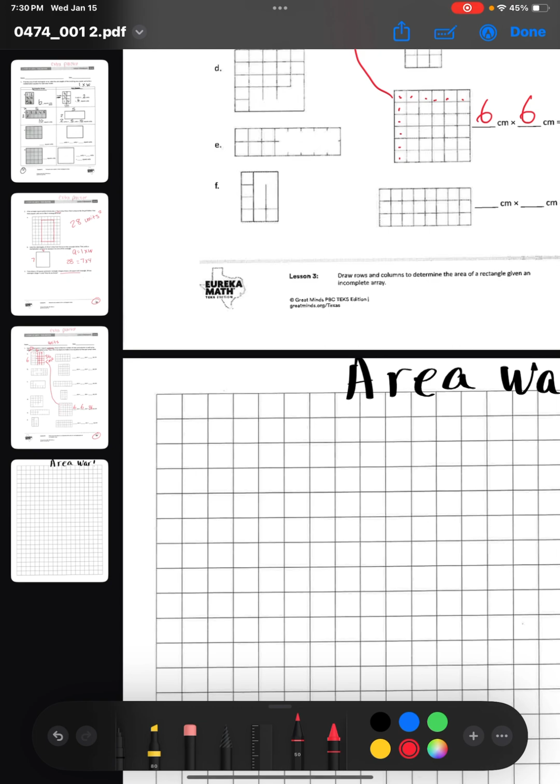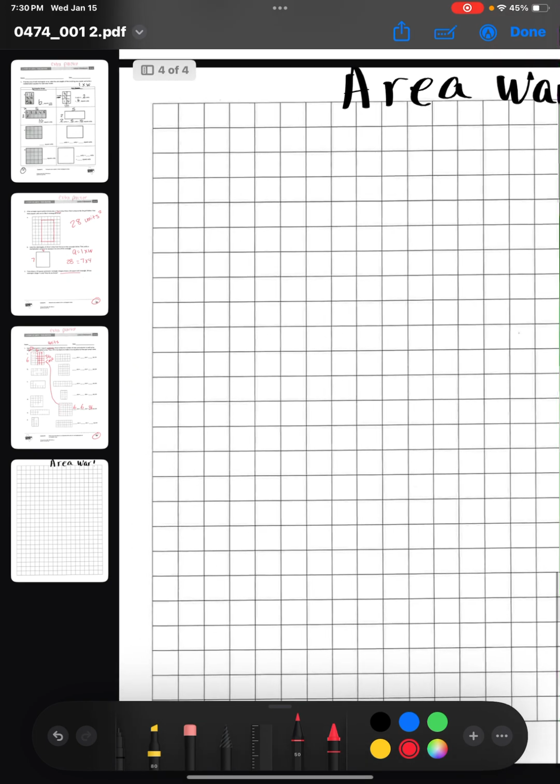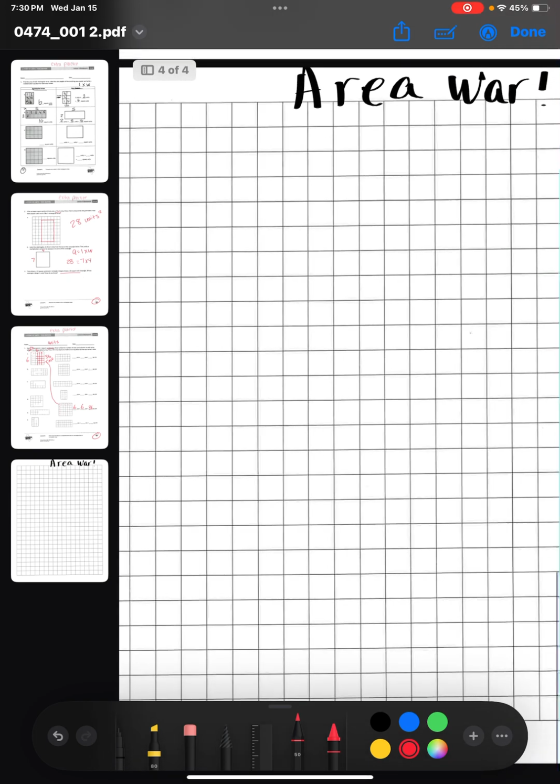On the graph paper, anywhere on the paper that I want, I am going to create a rectangle that has the dimensions of 5 units, 1, 2, 3, 4, 5, by 4 units, 1, 2, 3, 4. I'm going to close that rectangle off and shade it in.